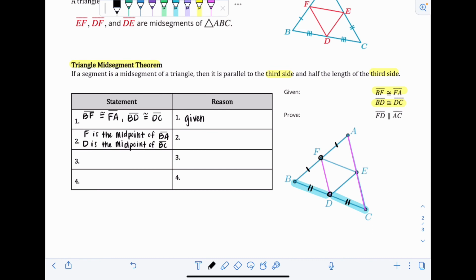And the reason, or the justification, is that's what a midpoint is. It cuts a segment into two congruent parts. We have BC that's cut into two congruent parts. We also have segment BA that's cut into two congruent parts. So we can say definition of a midpoint. We knew it was a midpoint because it cut its segment into two congruent halves.